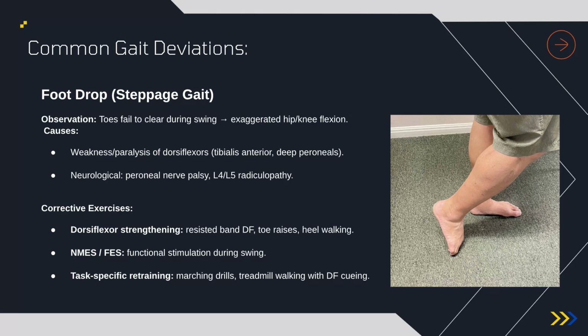Biomechanically, it's failure of the ankle dorsiflexors during swing. Tibialis anterior and deep peroneal muscles cannot concentrically dorsiflex. The foot remains plantar flexed, which then leads to toe drag risk. The patient compensates proximally to maintain clearance.